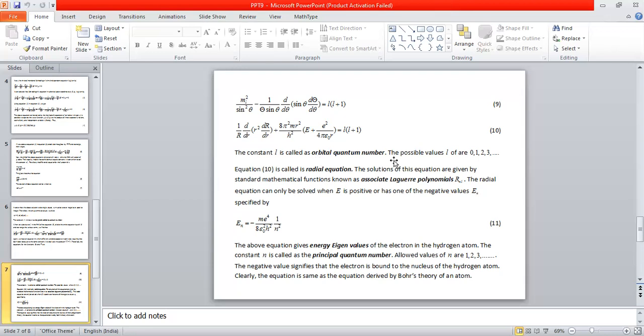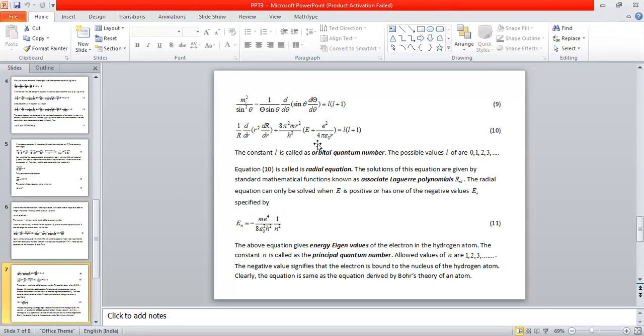It is called the orbital quantum number because it actually introduces a concept called orbitals. So the possible values of l are 0, 1, 2, 3. l can take 0, 1, 2, 3. The l equal to 0 state is called the S state. l equal to 1 is what we call a P state. l equal to 2 is called a D state. l equal to 3 is called an F state. They are also called SPDF orbitals, as students might know.